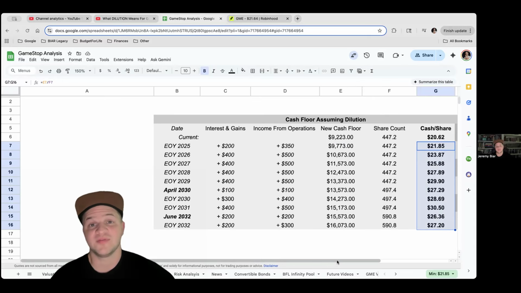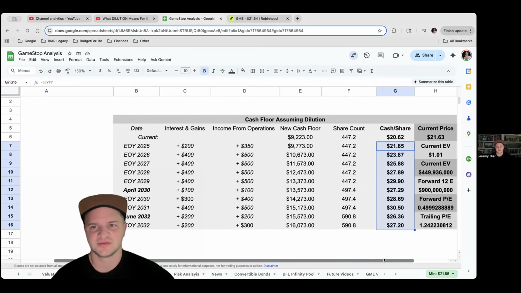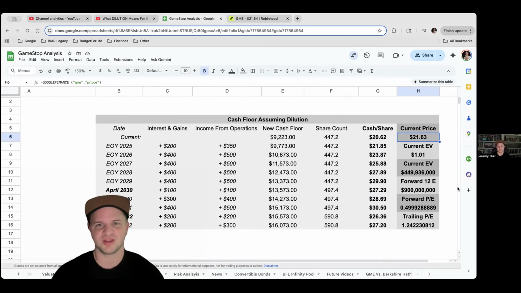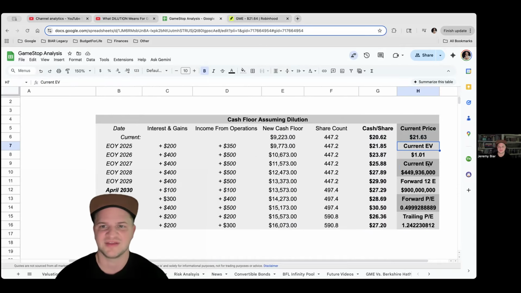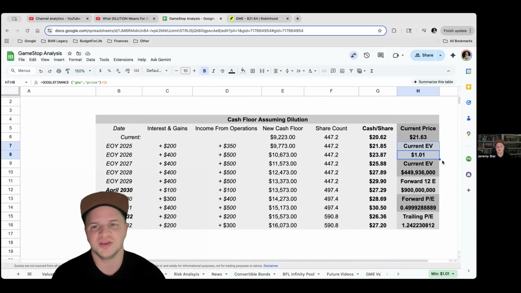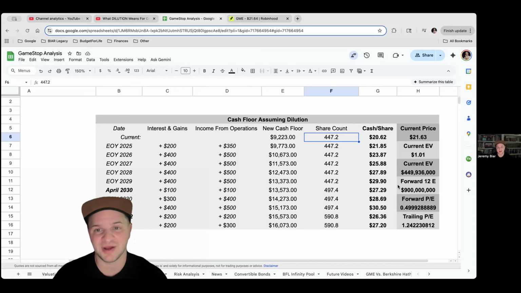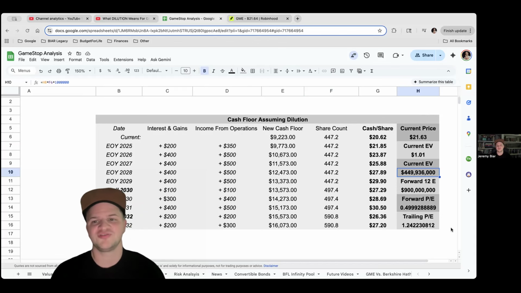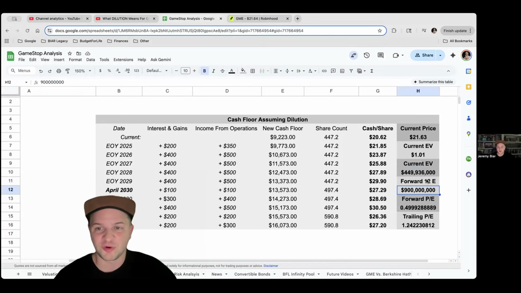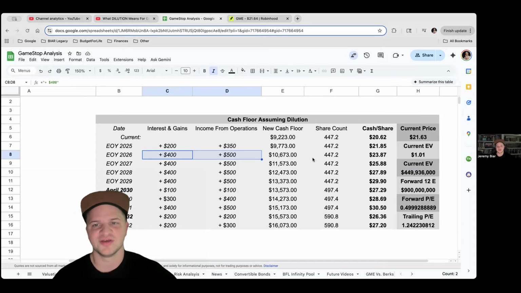What does this mean as far as GameStop's valuation as a company? Check this out, guys. So right now, GameStop is trading at $21.63 per share. When you net out the cash floor, that means they have a current enterprise value of $1.01 per share. You multiply that by the share count, 447 million shares, and you're looking at an enterprise value of $450 million for a company that in the forward 12 months will make $900 million of income.